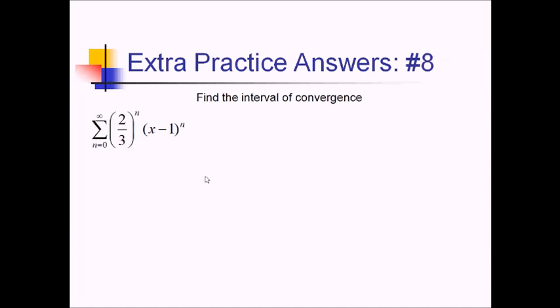For this problem, we want the interval of convergence for this series. The key on this one is recognizing that we have a geometric series. We're multiplying by a common ratio of 2/3 x minus 1 every single time. So let me just put this inside an absolute value, set it less than 1, and that'll give me my interval of convergence.